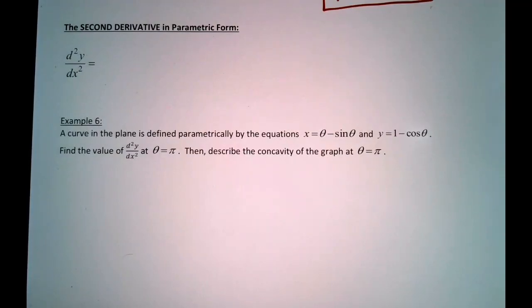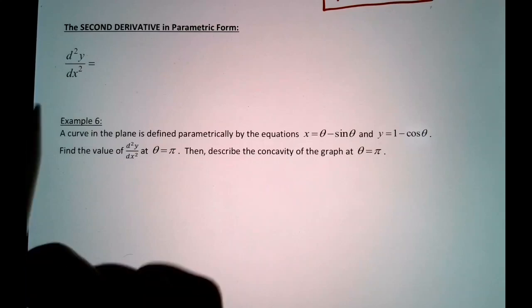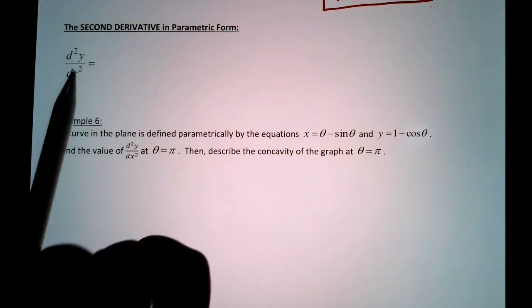So here's our last video dealing with parametric equations, in which we're going to talk about the second derivative, which has a little bit of a quirkiness to it. I'm going to start by sounding very much like Calc 1, right? This notation is always interesting. Everybody thinks I'm making a typo, but this is how you write the second derivative.